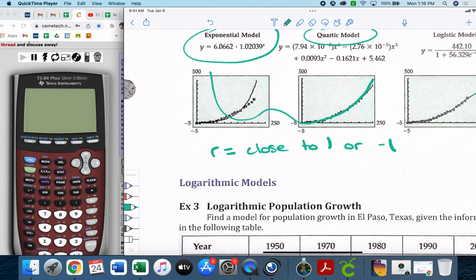What does the graph look like if it's negative? It's just sloping down, right? If it has a negative slope, like an exponential decay, we'll have an r close to -1, yeah?